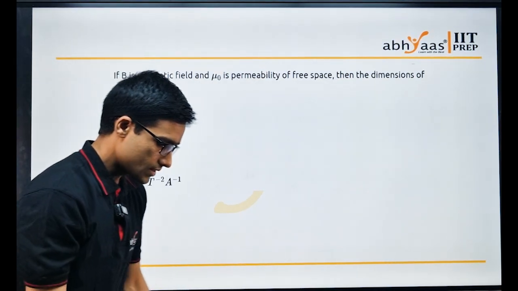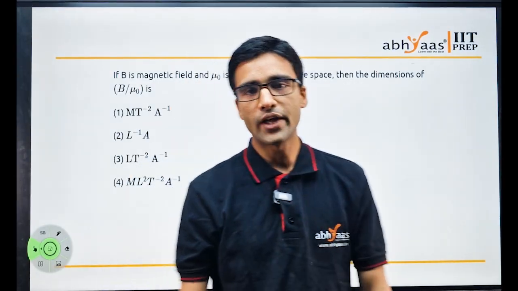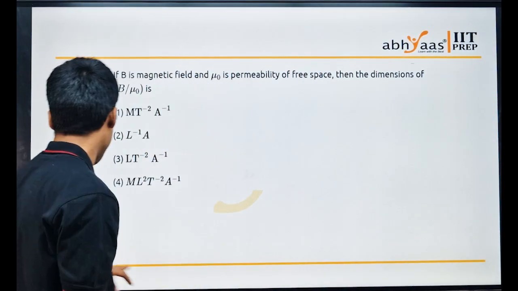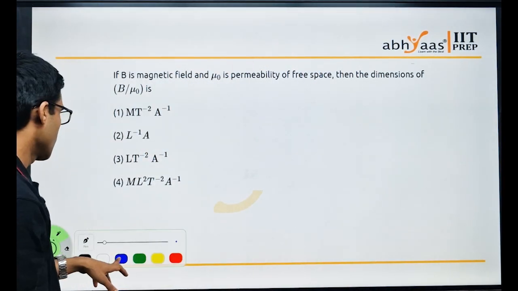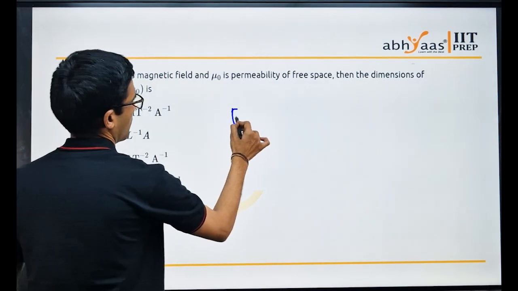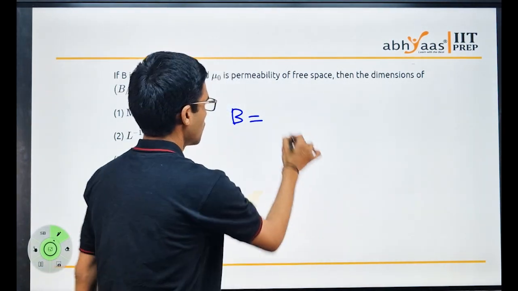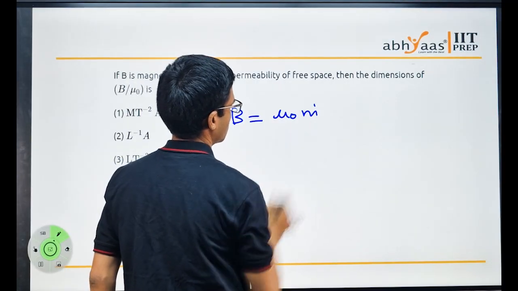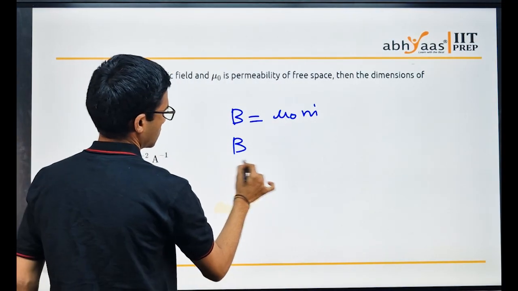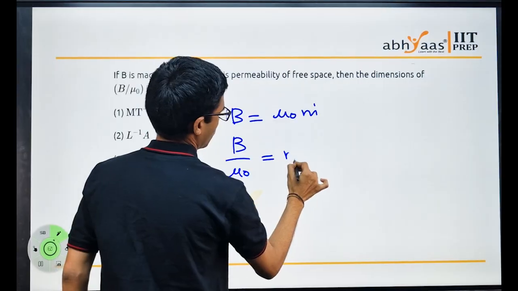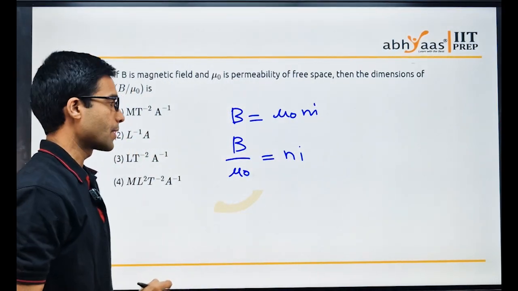Now the next question: magnetic field is given and mu naught, the permeability, is given. If you know the general formula, this one is related to units and dimensions. B is equal to mu naught N i. So the general formula: B is equal to mu naught. For that he is asking the dimensional formula.